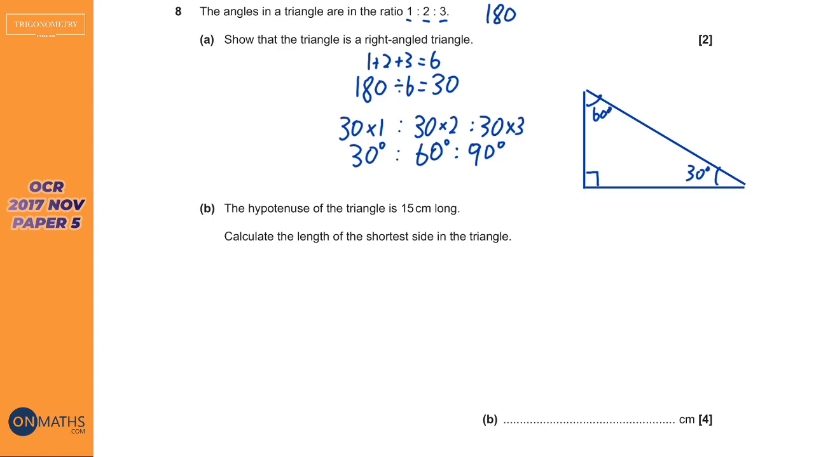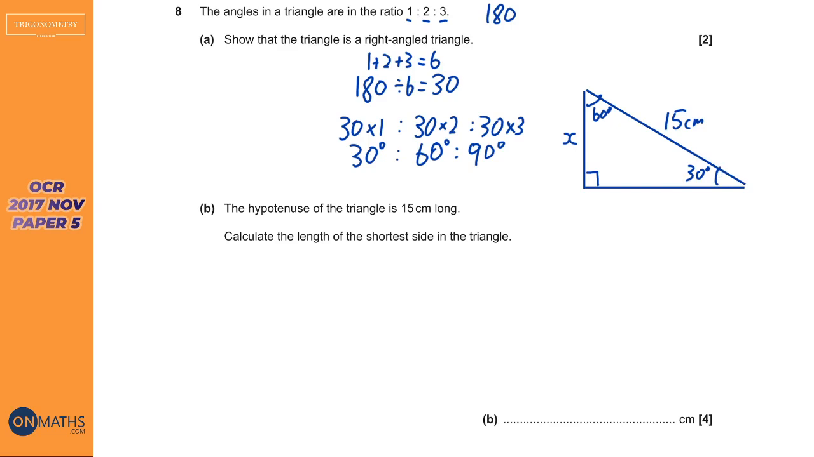Cool. Now it says the hypotenuse of the triangle is 15 centimeters, so I'm just going to label that on, 15 centimeters, and calculate the shortest side in the triangle. So which is going to be the shortest side? Well, the shortest side is going to be probably the one opposite the 30 degrees, this one here. The reason is that the smaller this angle is, the kind of further stretched out it is in the triangle. So it's going to be this one.